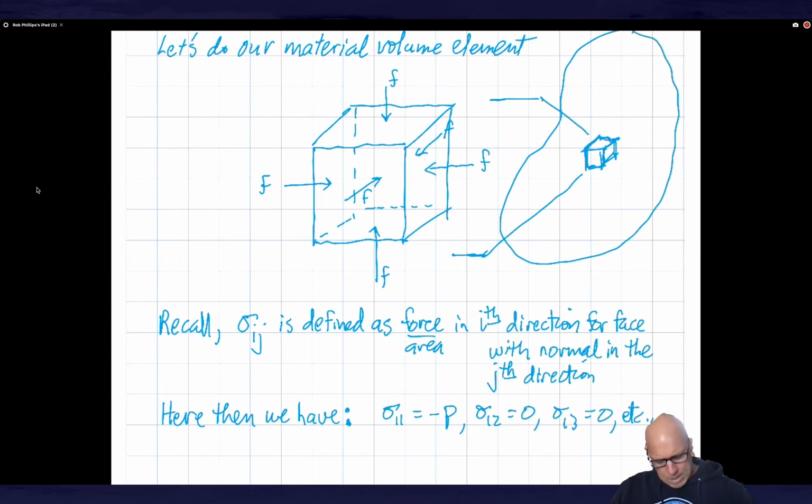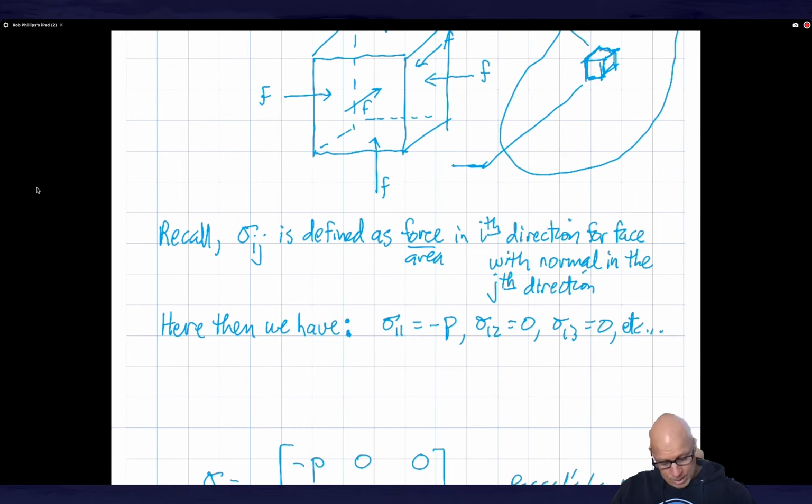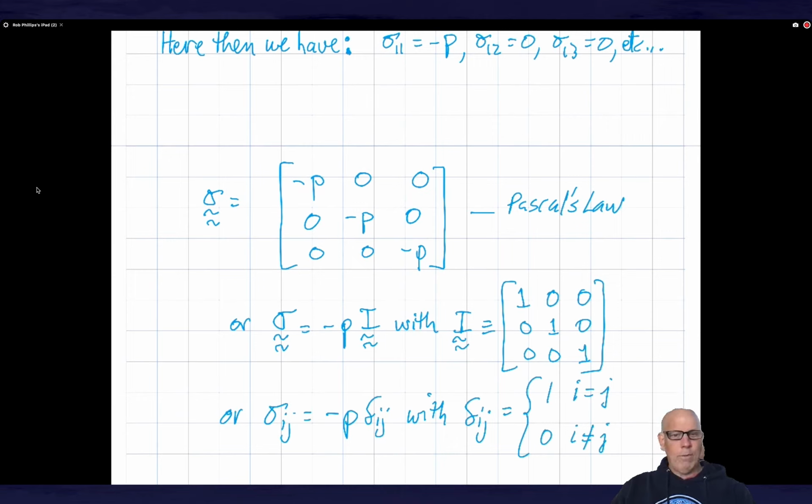And there's a minus sign here because the force is inward acting. Remember that if I want to find the force acting on such a face, the force per unit area is sigma ij. So I know that the force is in the negative direction on the face with normal pointing in the positive direction. So that's the reason for the minus sign. And so effectively, what you see here is what's often known as Pascal's law.